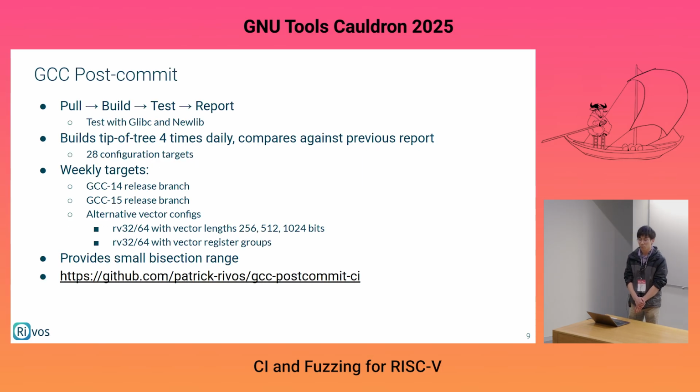So I'm going to talk a little bit about post commit. As the name sounds, we pull from trunk 4 times a day, build it and test it with glibc and ulibc, just to test 2 different libcs. And we compare each report to the previous build.